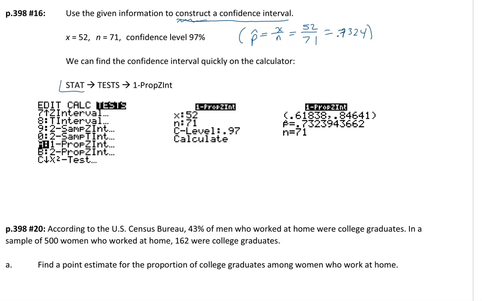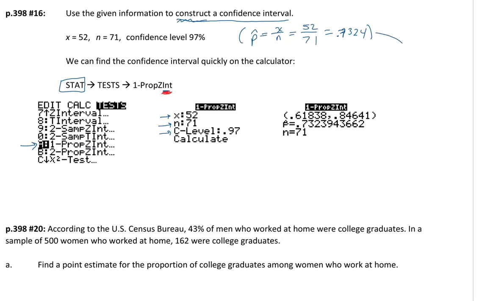The stat button, over to tests, and then look for one prop z int. And it's super important that you choose the interval option, not the test option. So here it is, it's my letter A on my calculator. Call it up and I'll put in the numbers from the problem. There's my x, there's my n, confidence level as a decimal. Go to calculate and we get a familiar interval.